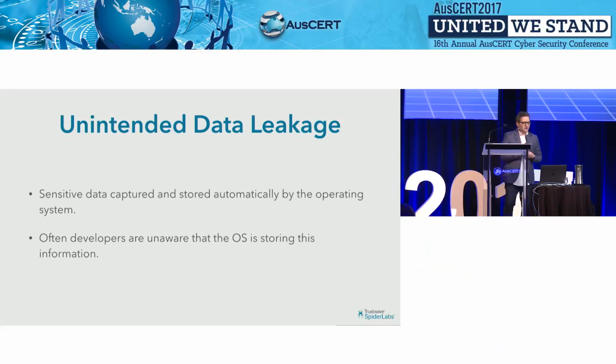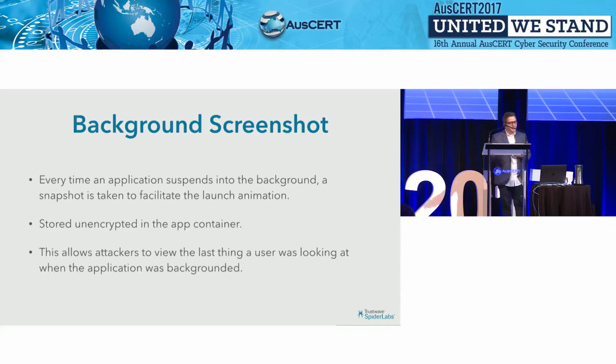Unintended data leakage. So, sensitive data captured and stored automatically by the operating system. Often developers are unaware that the OS is storing this information. So there's a lot of data leakage that occurs. Background screenshot. Every time an application suspends in the background, a snapshot is taken to facilitate just a little animation that pops up. It's stored unencrypted in the app container and also a few other locations in the file system. This allows attackers to view the last thing that the user was looking at when the application was backgrounded.